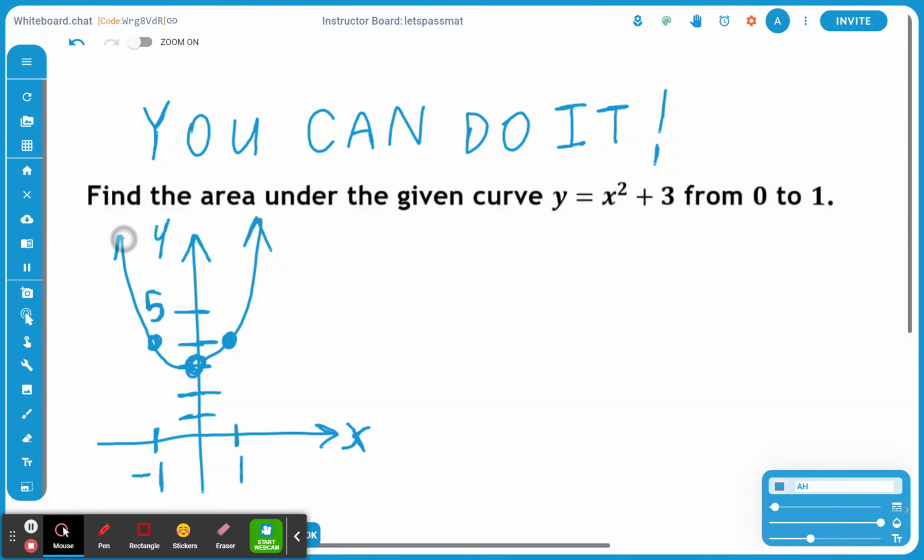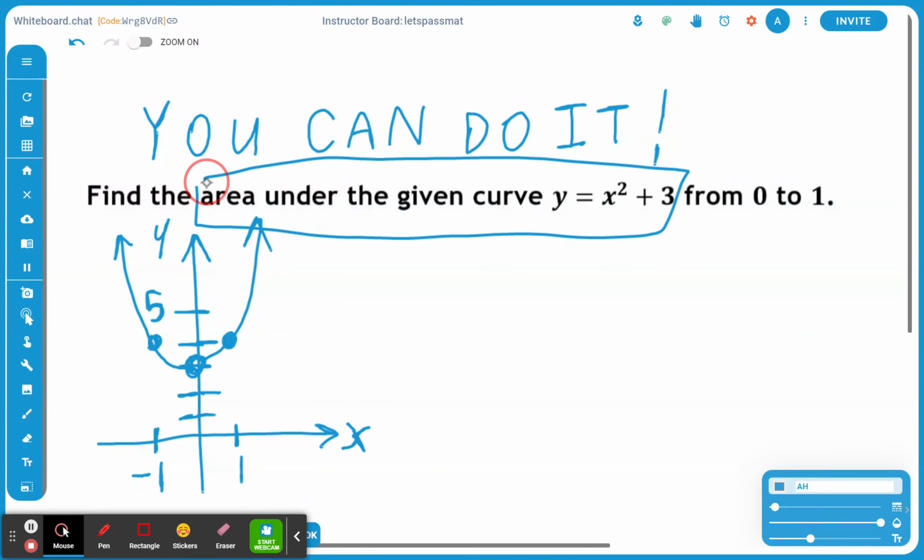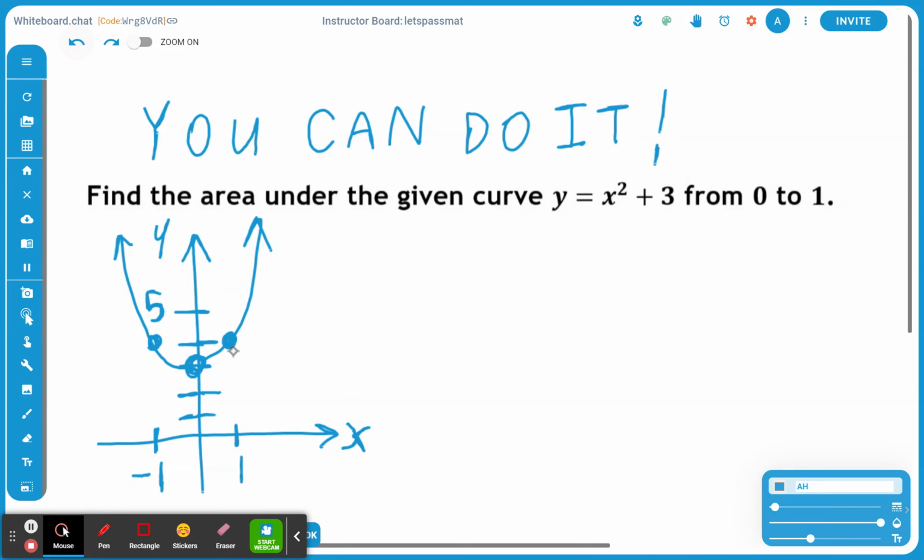Now, what they're looking for is the following. The area under this curve from 0 to 1. So if I go back to 0 to 1, which is right here, by the way, the area that I'm thinking about is right there. So area equals question mark. And then we're going to show you how to do this, of course.